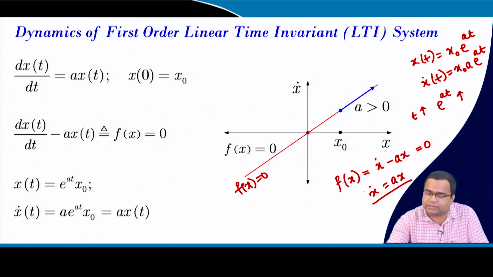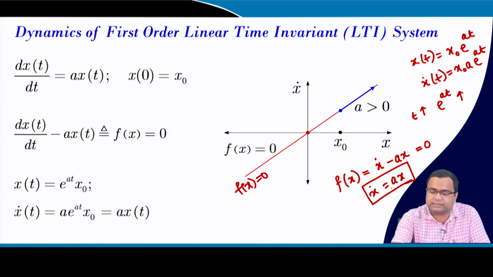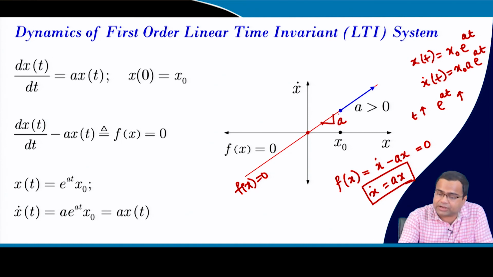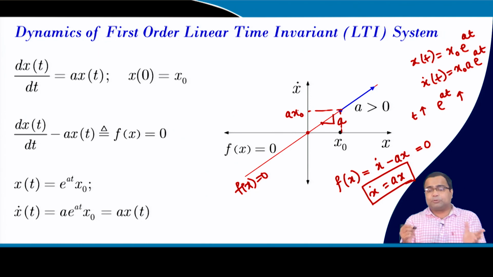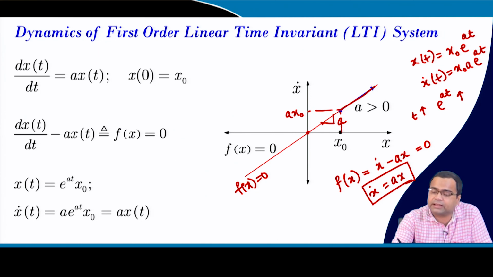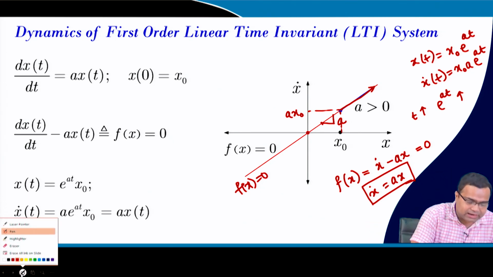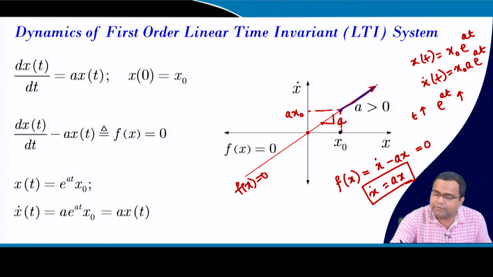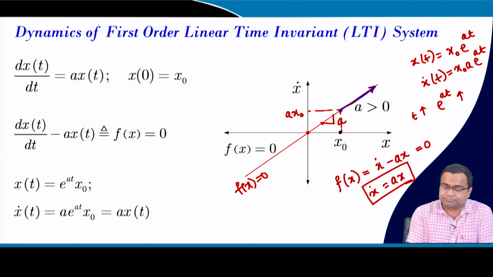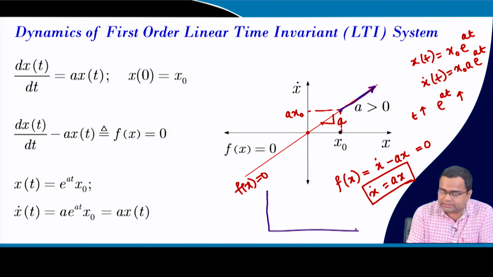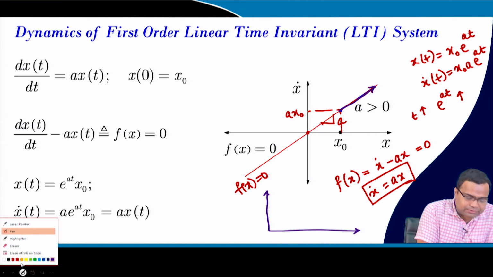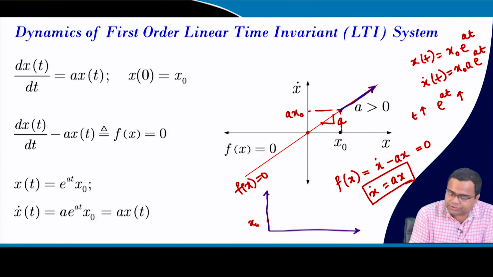So, it is a straight line with a positive slope because a is positive. That means, if you start with an initial condition x0, then this will be a into x0 since a is positive, and then it will move along this vector and it will go away because it is unstable. So, it will go away from the origin. If you use a different color, it will go away from the origin and the system is unstable, because if we see the time axis, then if you start from this point x0, it will slowly increase like this as time approaches.